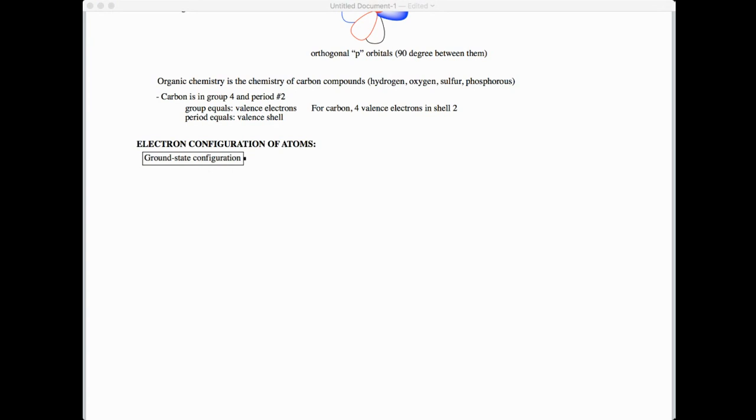Which is the lowest energy electron configuration for an atom or molecule. That's why we care about this. Okay, that's the ground state configuration.